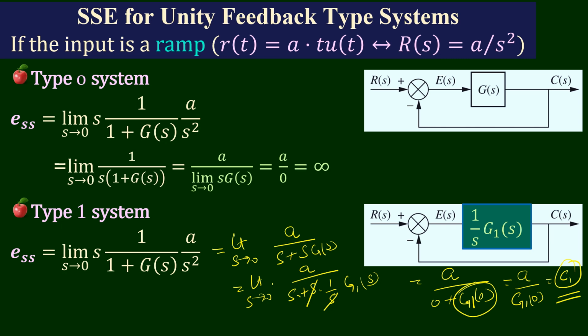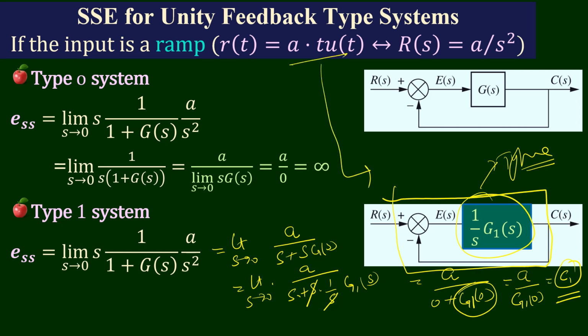So the summary of this analysis says that if this closed loop is stable and the open loop transfer function is type 1, then the steady state error for the ramp input will be some constant value. It cannot reach 0. It can decrease whenever the gain of the open loop transfer function is high. Like for G1(0), if it is high gain, then the steady state error will be smaller.